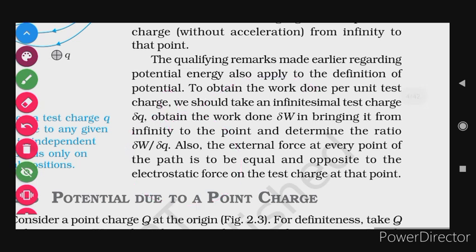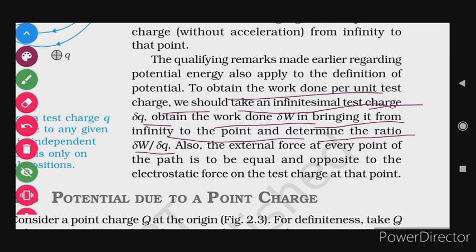Now the qualifying remarks made earlier regarding potential energy also apply to the definition of the potential. There were two qualifying remarks we made. The test charge should be small so that it doesn't disturb the source charge, it doesn't exert force on the source charge. And the other thing was we have to apply a force equal to the electrostatic force, so that the acceleration is 0. The same applies here. To obtain the work done per unit test charge, we should take an infinitesimal test charge del q, obtain the work done del w in bringing it from infinity to the point, and determine the ratio del w upon del q.